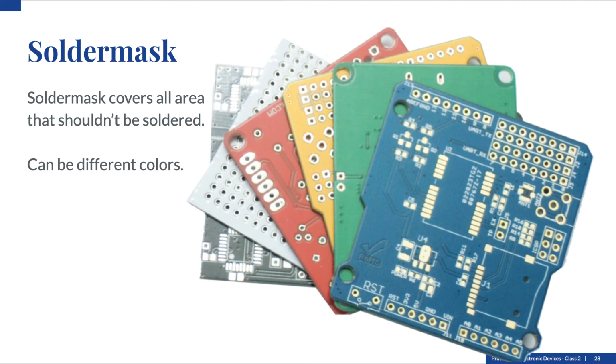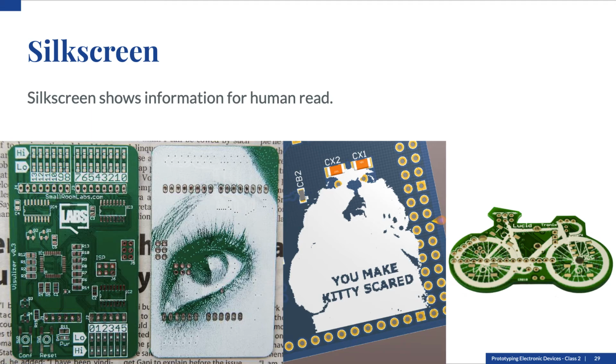Solder masks cover all areas that shouldn't be soldered, and they can be in different colors. The most common color is green, but depending on the manufacturer, other colors may be available. The silk screen is often white in color, and it shows information for humans to read.